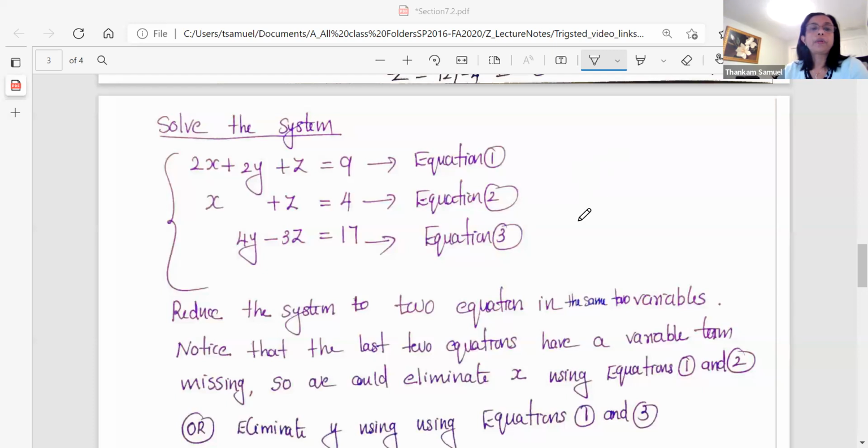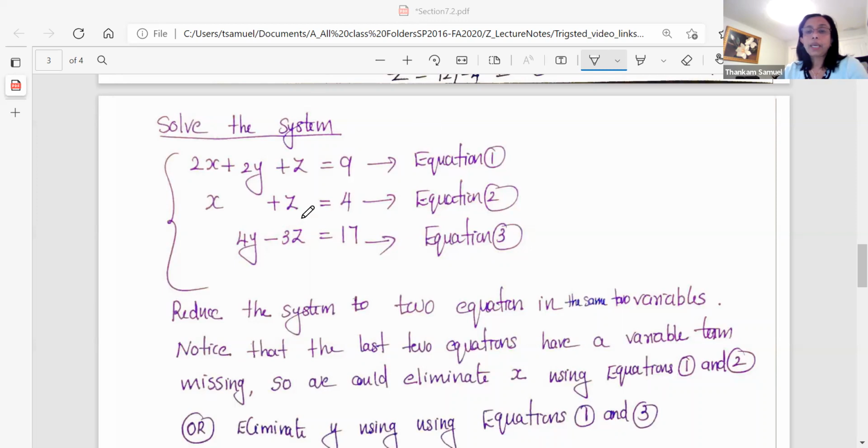Today we are going to solve systems of three linear equations. So let's consider the system: 2x plus 2y plus z equals 9, x plus z equals 4, and 4y minus 3z equals 17. Notice that the last two equations have a variable term missing. So let's name these equations as equation 1, 2, and 3.